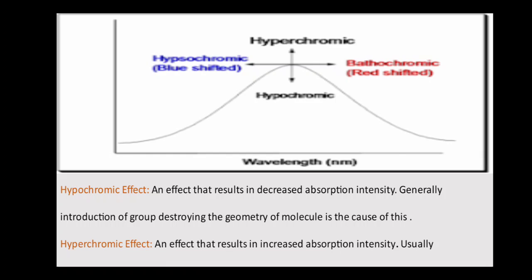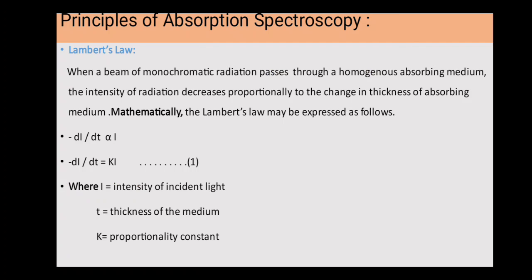Hypochromic shift results in a decreased absorption intensity, which is because of the introduction of a group destroying the geometry of the molecule. And hyperchromic shift results in an increased absorption intensity of the compound.